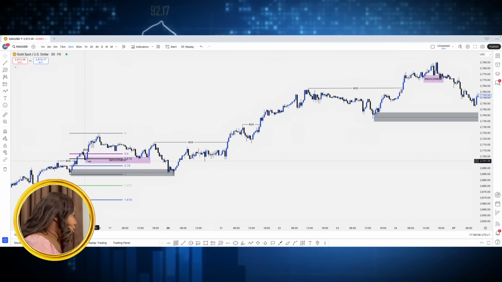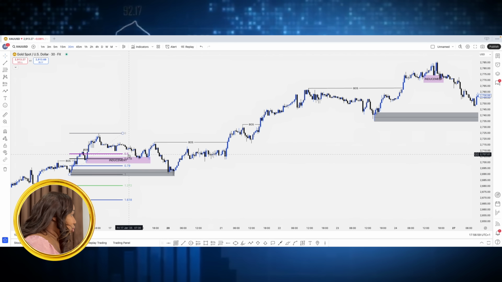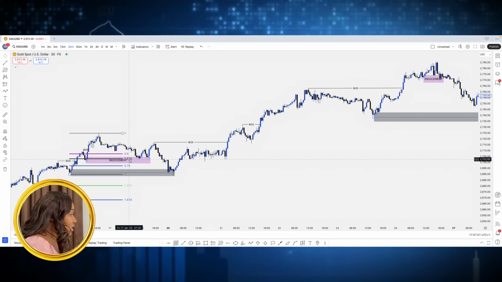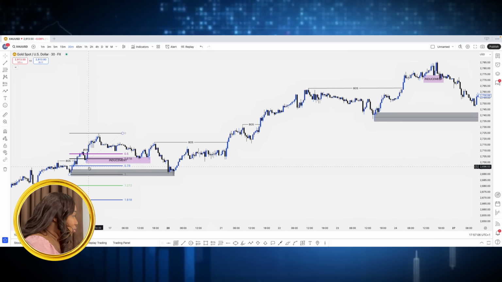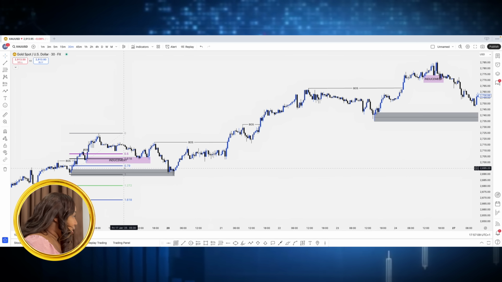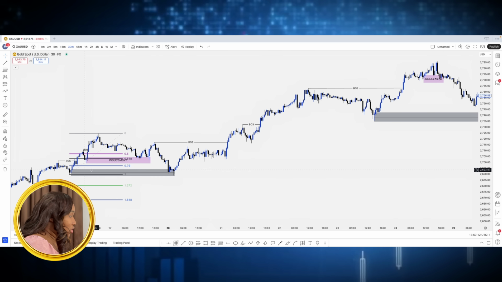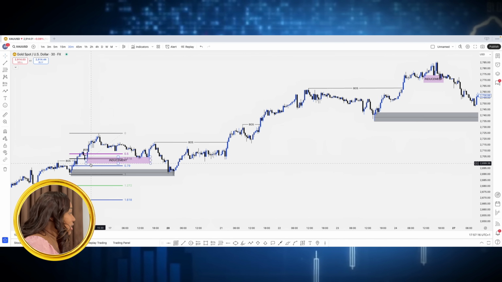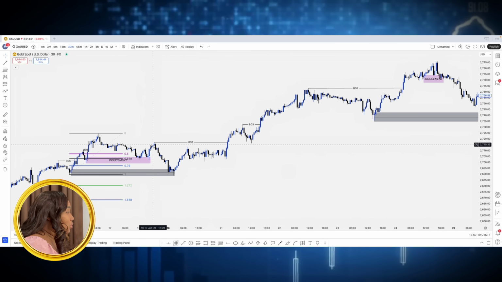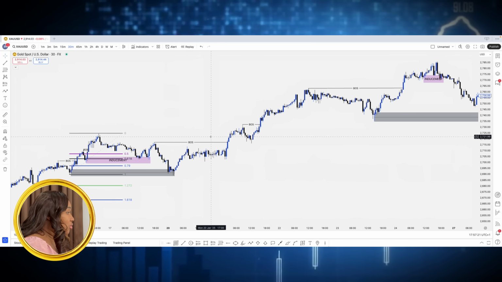Now any origin that is around 0.5 or 0.618 is an inducement level. You need to pay attention to the level or the origin that is around 0.79, which is this one. That is the premium or the discount level. Now that we are buying, that is the discount level, and that is where you wait for price to tap into before going to your direction.